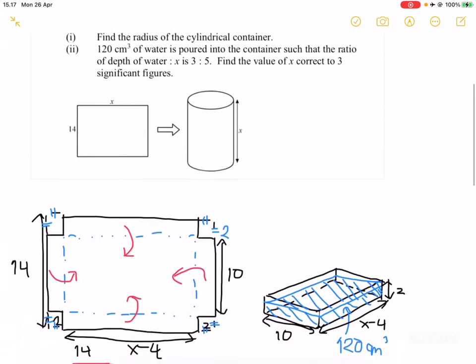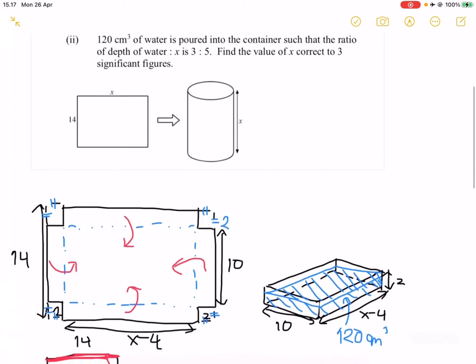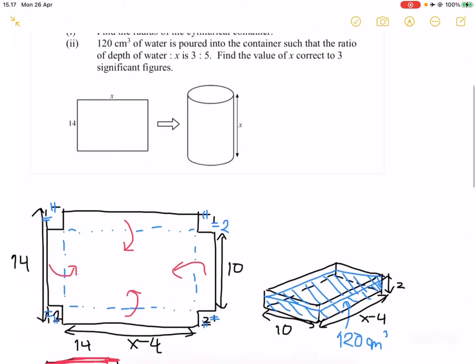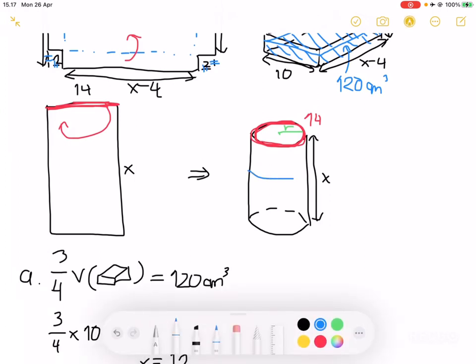Alright, for part 2, 120 centimeters cubed of water is poured into a container, and so on. Now let me just draw the water inside the cylindrical container. So it's something like that. Let's suppose this height to be h, and we know from the question that the ratio of h to x will be 3 to 5.